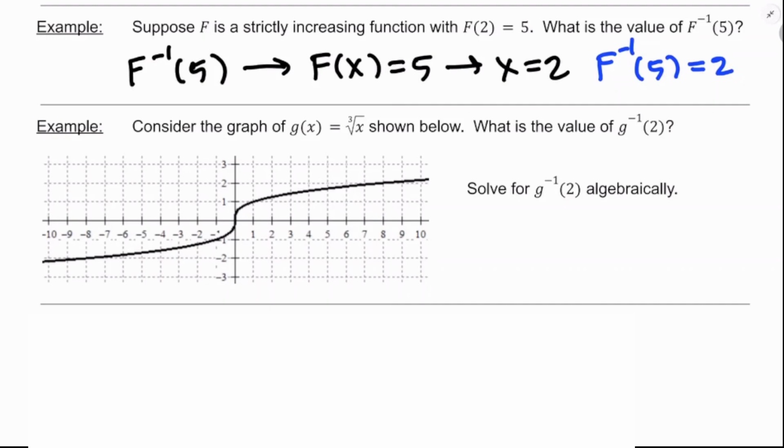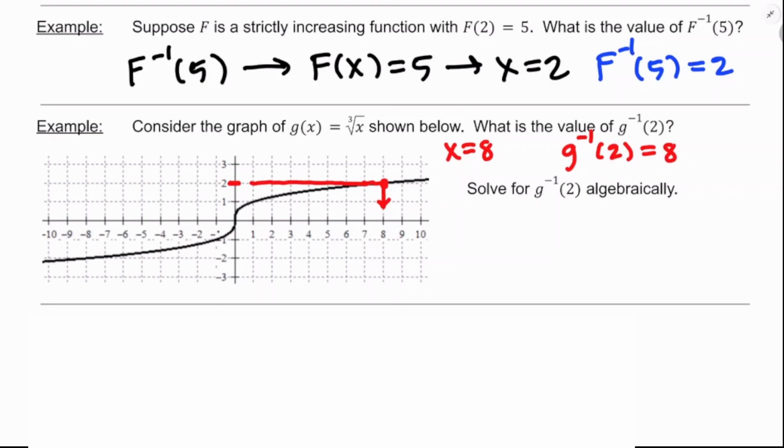Okay. Now, on the graph of g of x equals the cube root of x, what's the value of g inverse of 2? On a graph, think about the nature of an inverse function. It maps an output value, y equals 2, to its corresponding input value, which looks like it happens right here. Then we track back to the x that got us there. That's x equals 8. So I'd say g inverse of 2 equals 8.